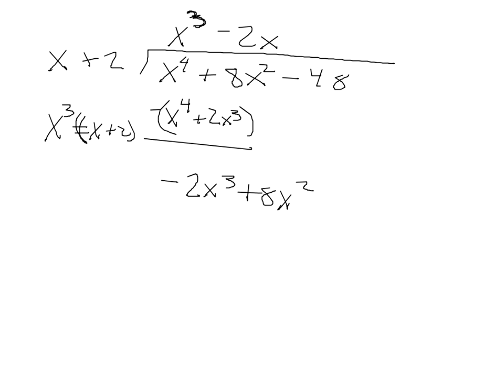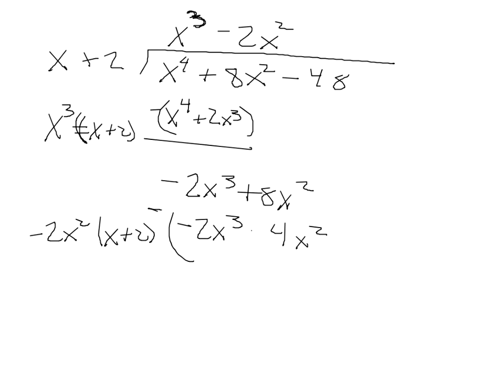And now I'm going to divide this in here, so I'm going to get minus 2x squared. So minus 2x squared times minus 4x squared. Okay, so this time the polynomials line up, so this is going to give me, so that cancels, and I get 8, oh, whoops, that's a minus. 8 minus a minus 4 is plus 12.